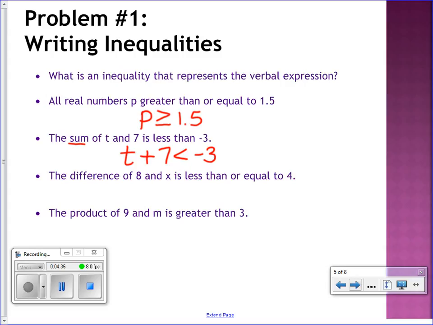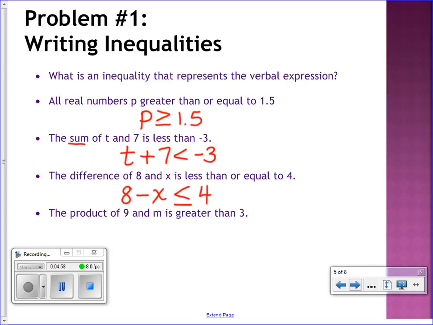The next example, the difference of 8 and x. Difference indicates subtraction, so we have 8 minus x is less than or equal to, so we put the line under the less than sign to indicate it could be equal to 4.